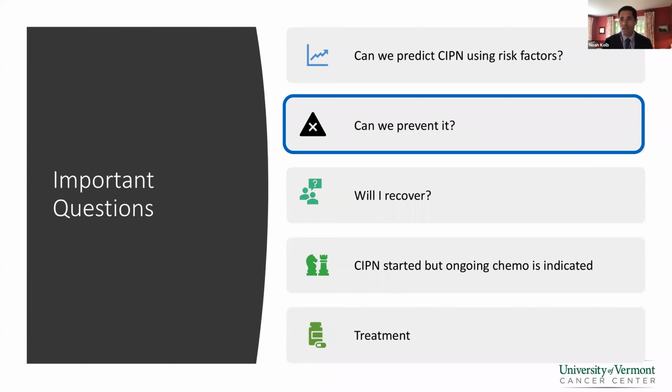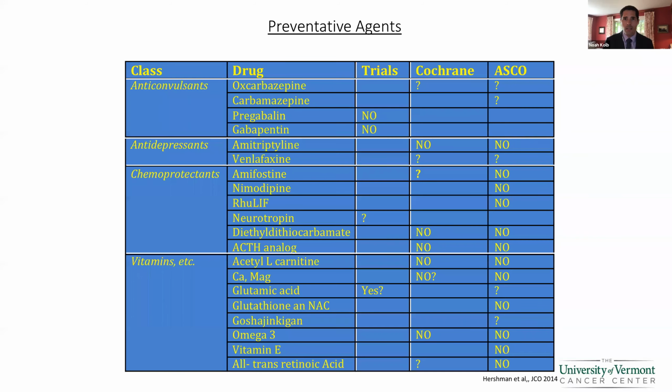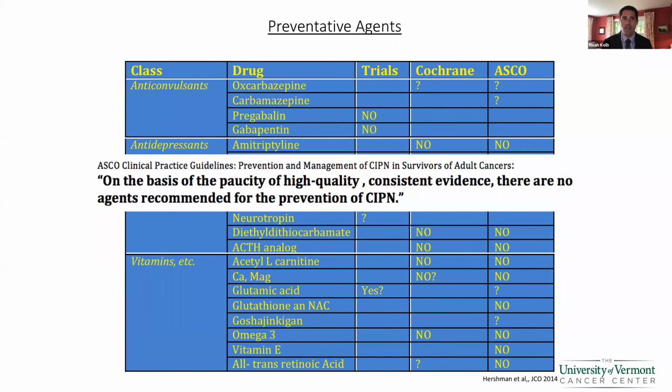So can we prevent chemotherapy-induced neuropathy? This is the holy grail of chemotherapy-induced neuropathy research. I put up this slide that I made, I think 5 years ago, just to show that people have used a variety of different classes of drugs to see if we can prevent it, with varying results. There have been multiple reviews that have looked at all of this research. And in 2015, there was a consensus statement from ASCO that said, on the basis of the paucity of high quality, consistent evidence, there are no agents recommended for the prevention of chemotherapy-induced neuropathy, which frankly is kind of deflating.